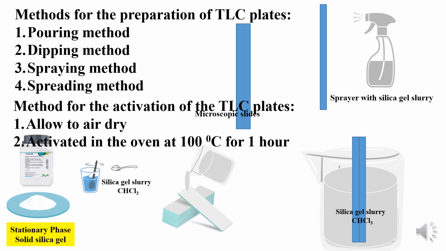And why is this activation done? Now activation of the TLC plate is done for 2 purposes. Number 1 is to remove the moisture or water on the silica gel layer and also to remove any adsorbed material over the silica gel layer. And most importantly, to retain the adsorbent activity of the silica gel. Now the plates so activated can be preserved or stored in a desiccator or oven, and can be used as and when required.